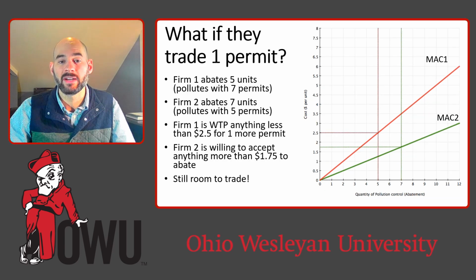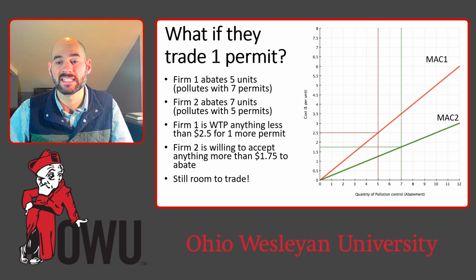So if they trade one permit and firm 1 pays firm 2 somewhere between $3 and $1.50 for that permit, then firm 2 only has 5 permits, meaning that they need to abate 7 units of pollution. Firm 1 has 7 permits, meaning they only need to abate 5. They are permitted to pollute 7 units, and they have to abate 5 units. And we still have a difference in their marginal cost of abatement.